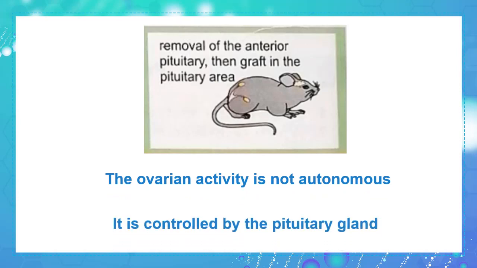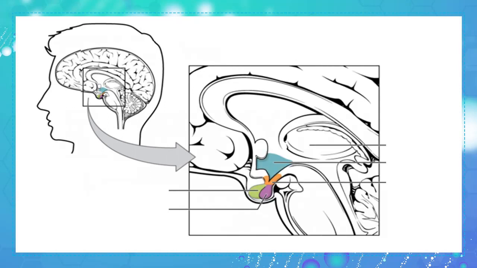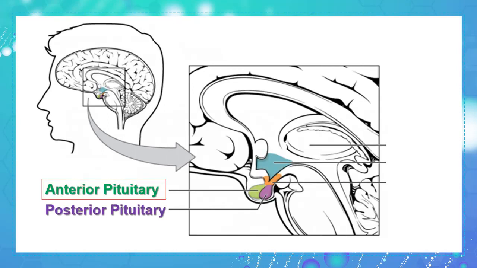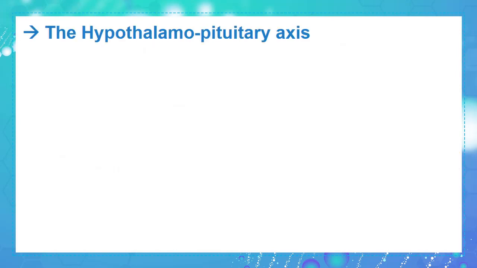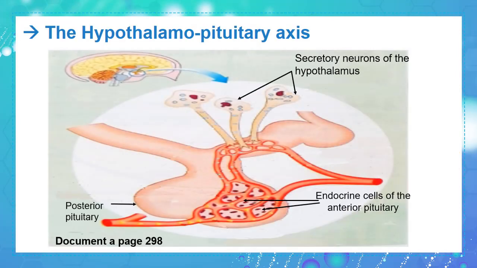But you must be asking, why should the graft occur in the pituitary area for the pituitary to function normally? So, is the function of the pituitary dependent on its location? To answer this, let's have a close look at the pituitary. The pituitary gland is a small gland located at the base of the brain. It consists of two parts, a posterior part and an anterior part. Just above the pituitary lies a region of the brain called the hypothalamus. The pituitary gland and the hypothalamus are connected through the pituitary duct as shown in document A of your books.